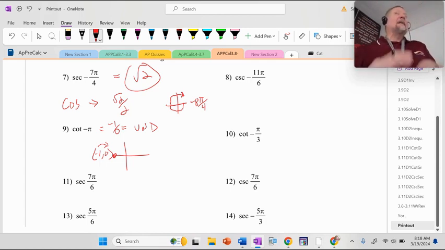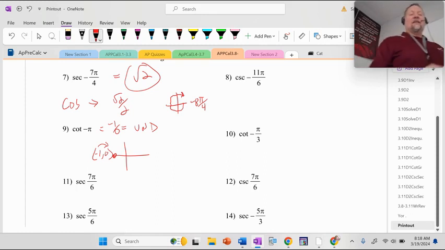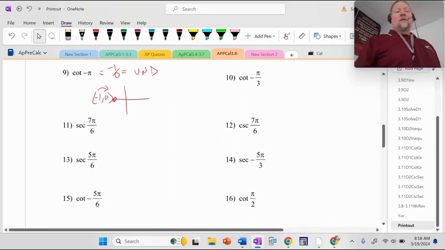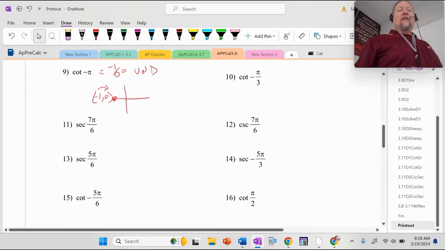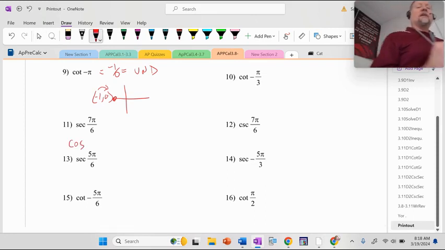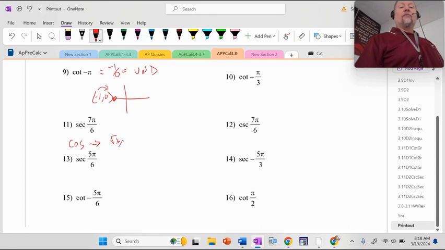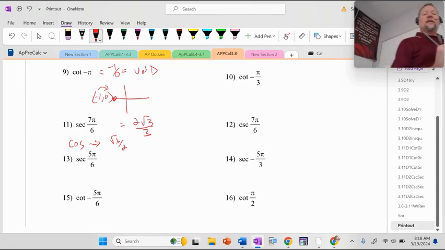Okay, we got 7 pi over 6 and 5 pi over 6. Secant, that's cosine's flip. What's cosine of pi over 6? 1 half or root 3 over 2? Root 3 over 2. So now we got to know the flip of that, which is 2 root 3 over 3. And then where is 7 pi over 6?